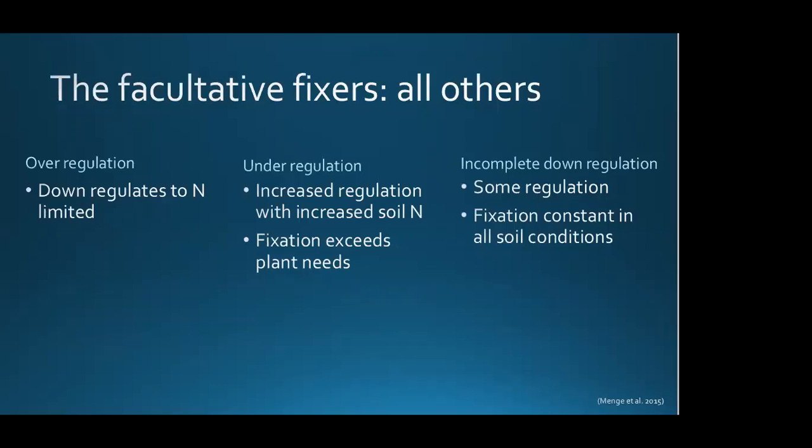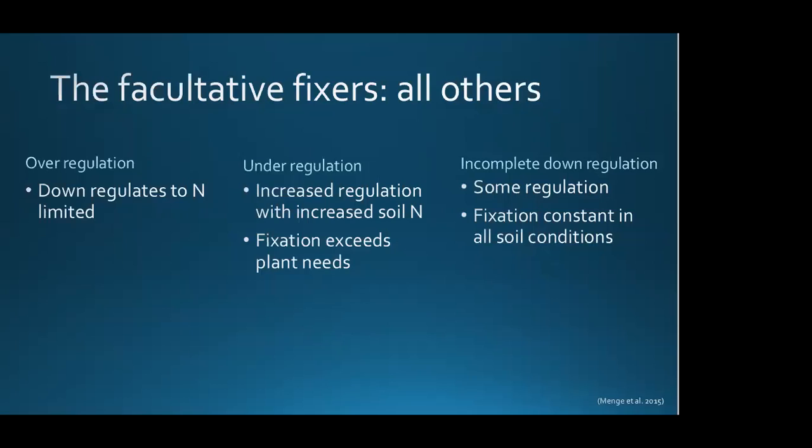Within the facultative strategy, there can be 3 strategy distinctions. Overregulation, so that with increased soil nitrogen availability, fixation is downregulated so much that less nitrogen is fixed than is needed to meet the plant's demand, making it N-limited.